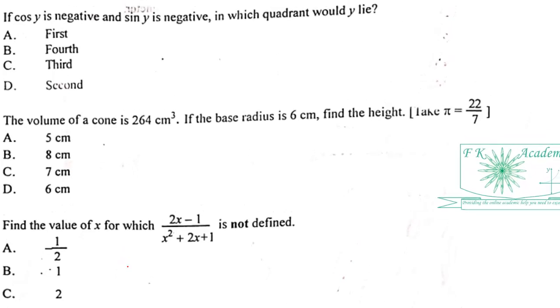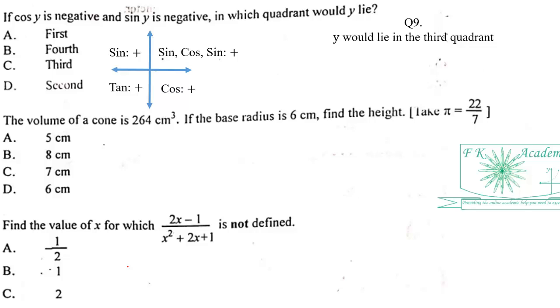If cos y is negative and sin y is negative, in which quadrant would y lie? So y will lie in the third quadrant. In that quadrant, both sin y and cos y are negative.